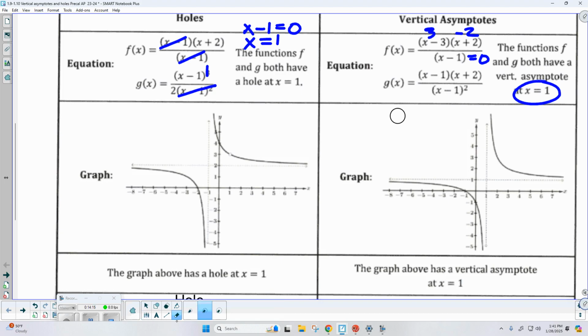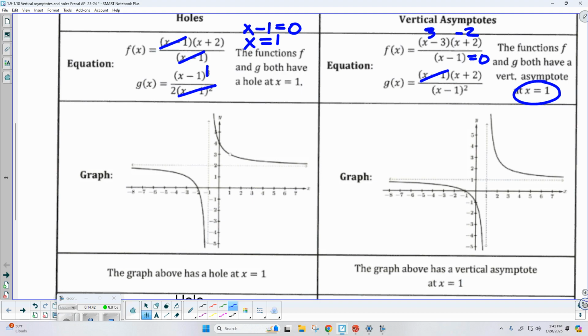Now, here is where some people can get a little confused. Okay? Let me ask you a question. How do we know if there's a hole? If something cancels, okay? There is one exception. There's one time you can cancel, and it won't be a hole, it's going to be a vertical asymptote. This is what's going on in G. X minus 1 times x plus 2 divided by x minus 1 squared, okay? I can cancel the x minus 1s, right?